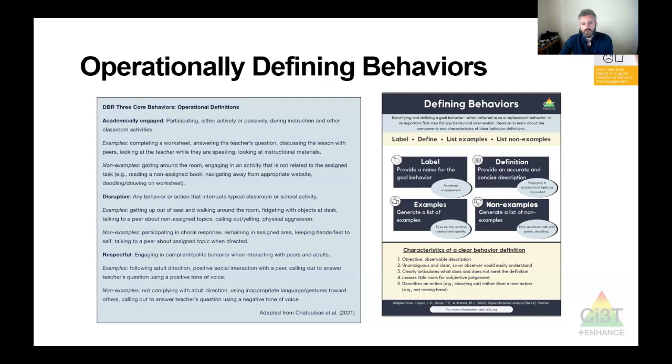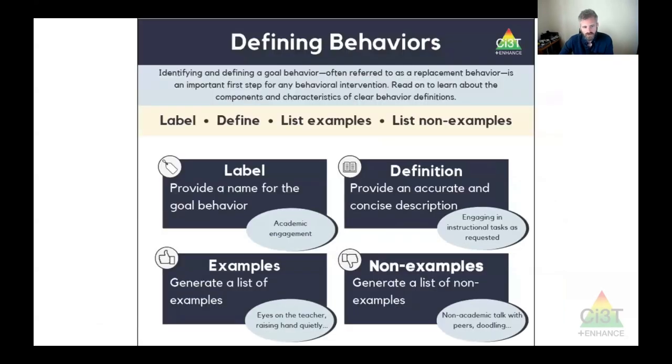You're in luck, though, if you're seeking resources on how to define behaviors, which is called operational definitions. We have this nice infographic that's available in the module that I just shared with you. You could download it from the overview page, and it's going to break down any good behavior definition. It's going to have four parts. It's going to have a label. That's just the way that we refer to the behavior. So I'm a big fan of academic engagement. So that's the label of the behavior I want to increase.